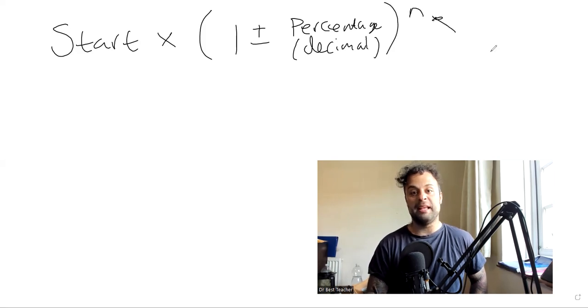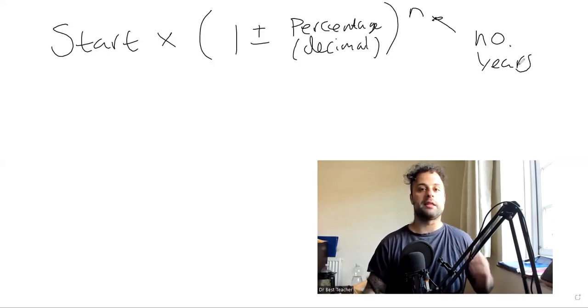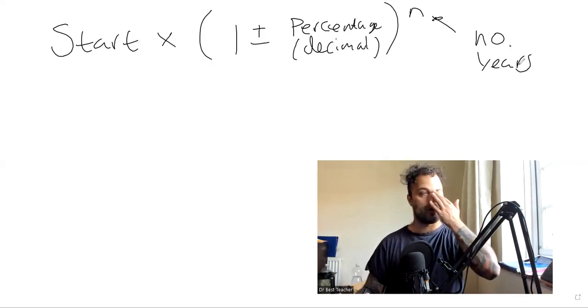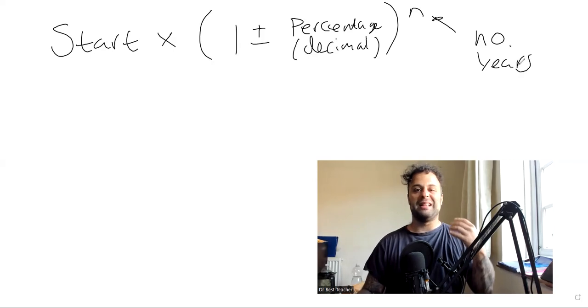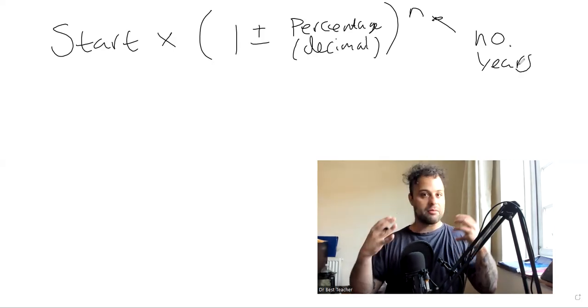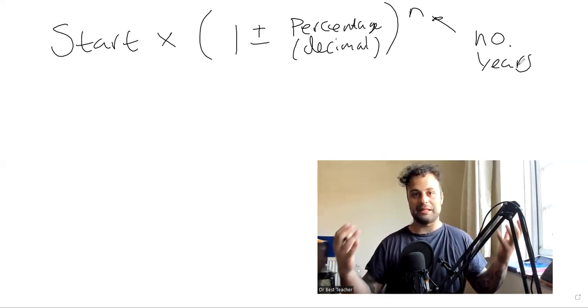Now the n is the number of years, unless your rate is per month. So sometimes you're going up by 5% a month. But in this case, let's just stick to going up by a percentage per year.